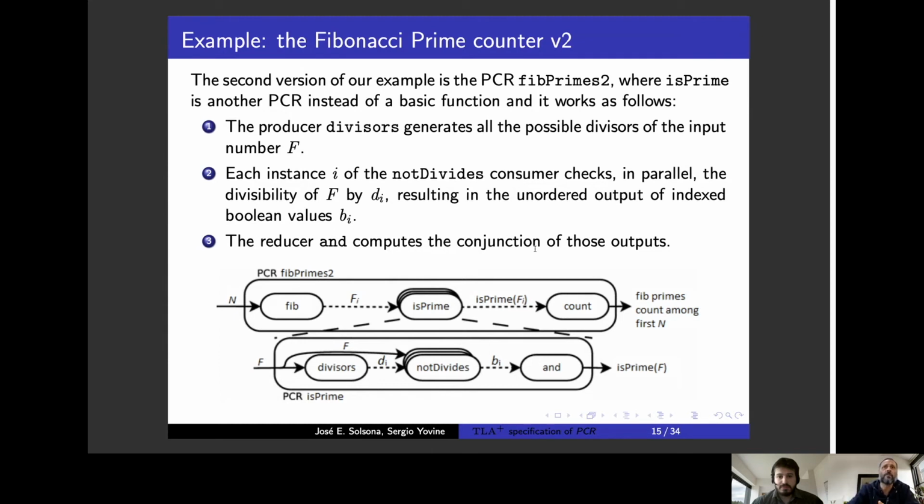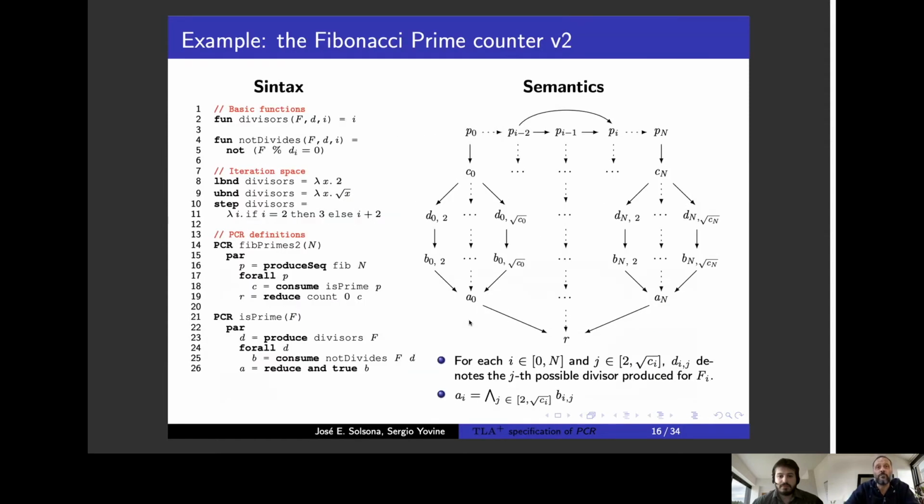So in this second version of the Fibonacci prime counter, we expand, as I said before, the is prime function by a PCR. Okay. So each time a consumer is executed, it will itself compute as a PCR, where the producer is the one that produces the divisors. The consumer checks whether it divides or not. The reducer just makes the conjunction of all the outputs of the consumers.